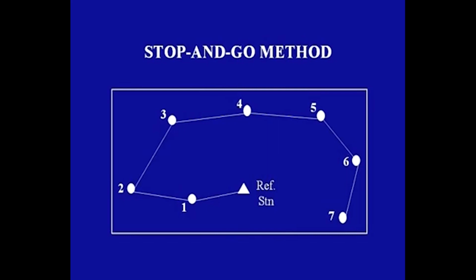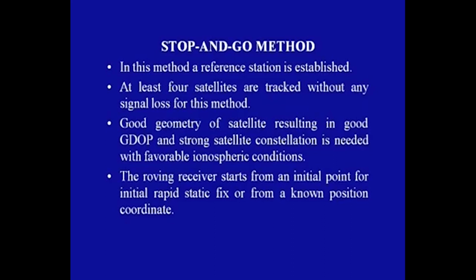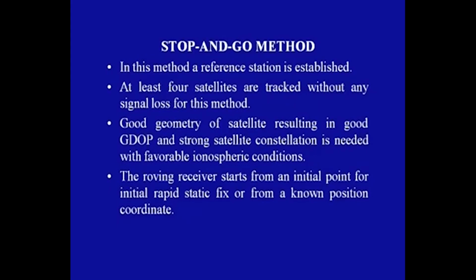This slide shows the procedure of stop and go method, wherein we have a reference station and we take observations to the other points which are to be determined in a cyclic order. Here at least 4 satellites must be tracked without any loss of signal during the whole observation period. Good geometry of satellite resulting in good GDOP and strong satellite constellation is needed with favorable ionospheric conditions.